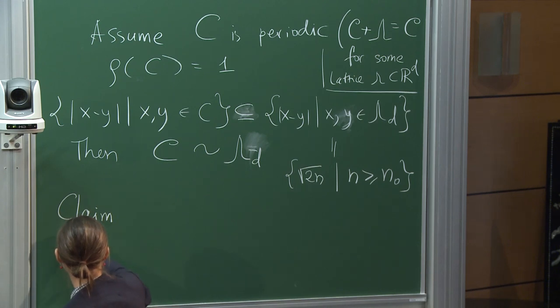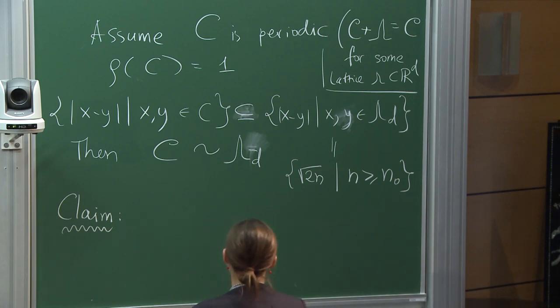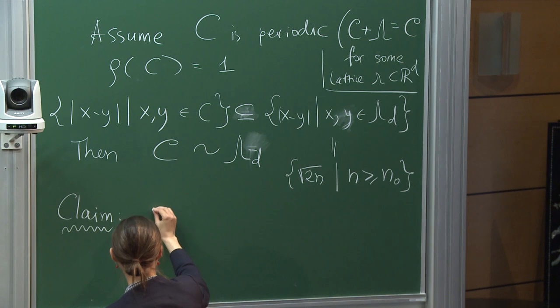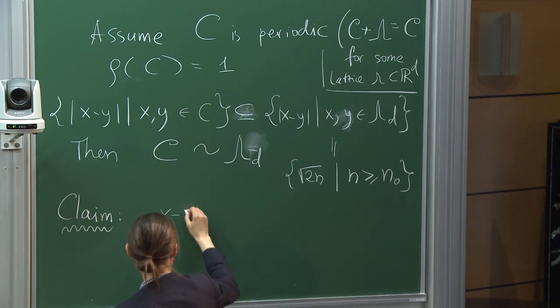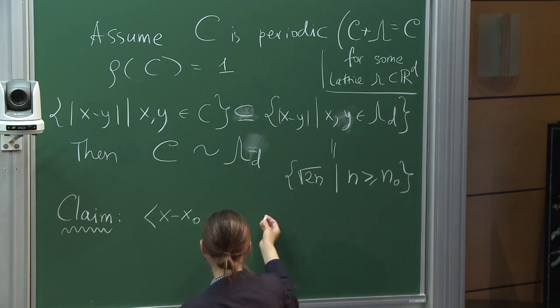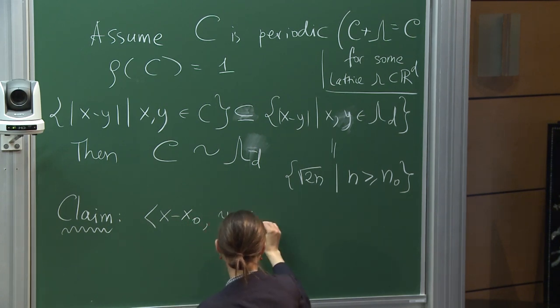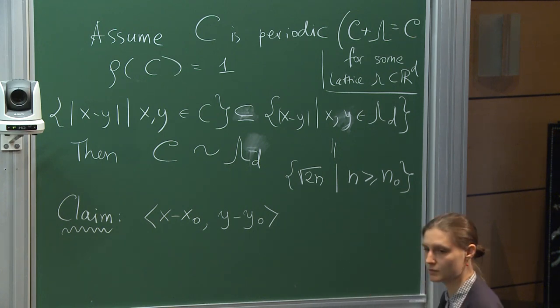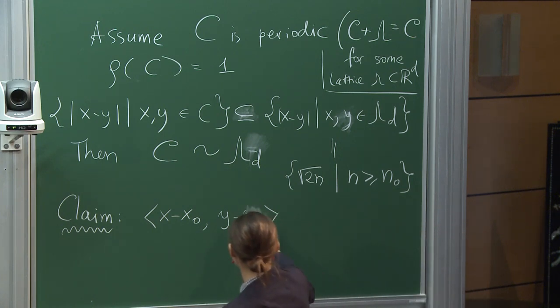And so here's a simple algebraic claim. If we fix one point, for example zero, and compute a scalar product like this... Okay, no. Like, fix.